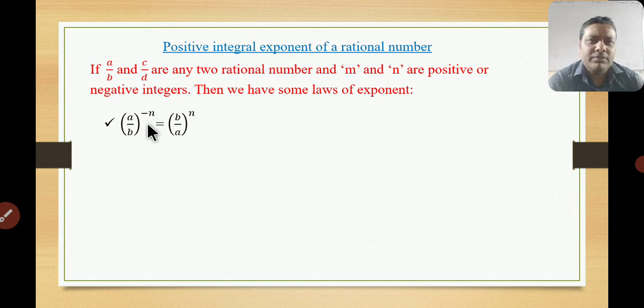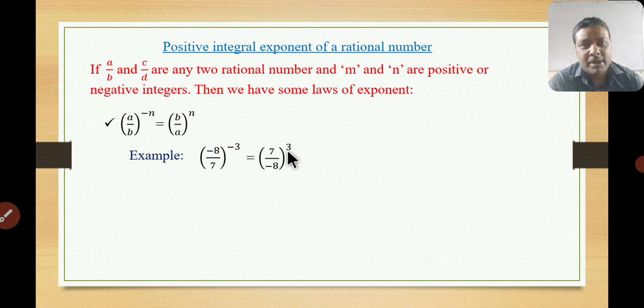So we know that in the previous video I have already told you, if any number has a negative exponent, in that case to remove that negative sign we will write the reciprocal of the base. It means a by b we can write as b by a, and then we can remove this minus sign. Now for an example, if minus 8 by 7 has power minus 3, then to remove that minus sign, not the sign of the base, we can't remove the sign of the base, but we can remove the sign of the exponent if we write the reciprocal of the base. It means we can write it as 7 by minus 8 to the power 3. Now the minus sign has been removed.